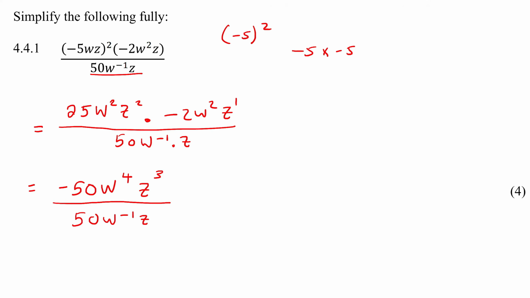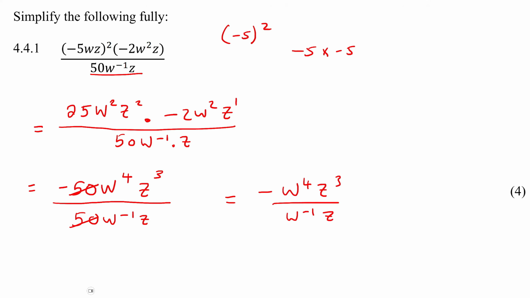Okay, now, these two 50s can cancel each other completely. So all that we're left with now is a minus. We still have that minus. We still have a w4. We still have a z3. And we still have a w minus 1 and a z.